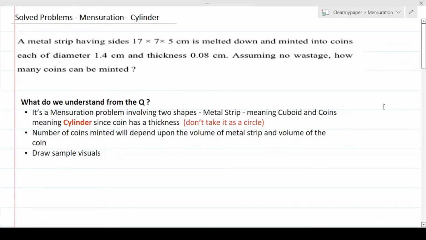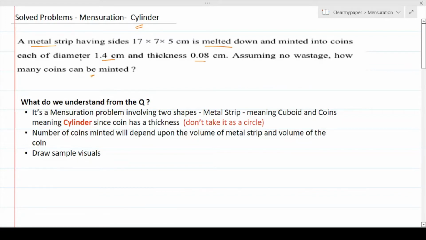Let's take another problem on mensuration, specifically on cylinder, and let me read out the question. A metal strip having sides 17 by 7 by 5 in centimeters is melted down and minted into coins, each of diameter 1.4 centimeter and thickness of 0.08 centimeter. Assuming no wastage, how many coins can be minted?